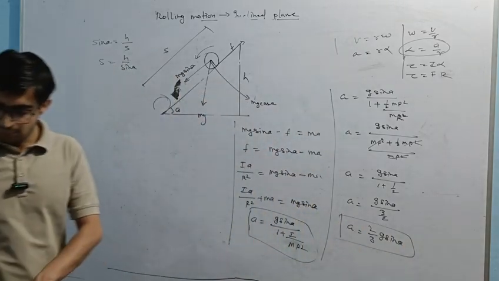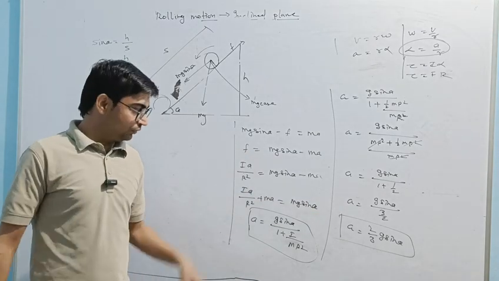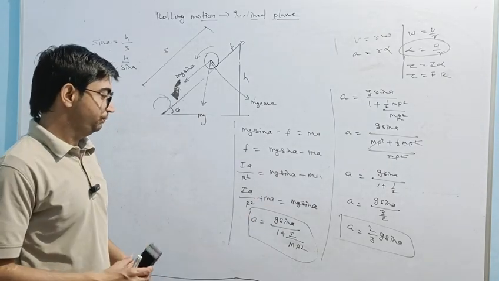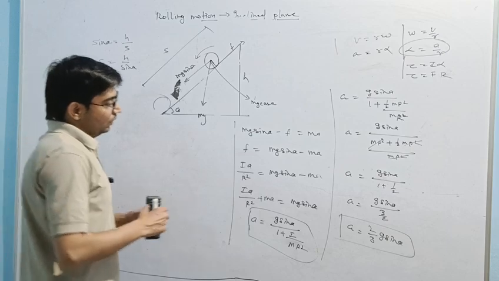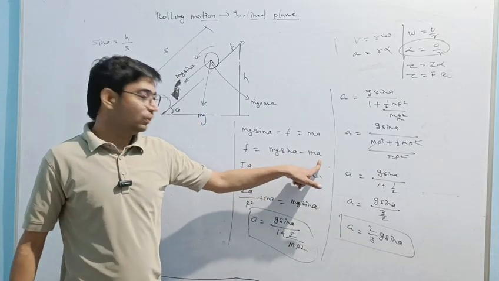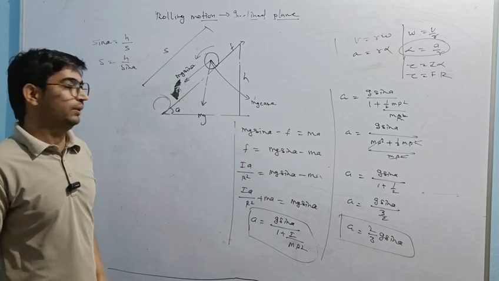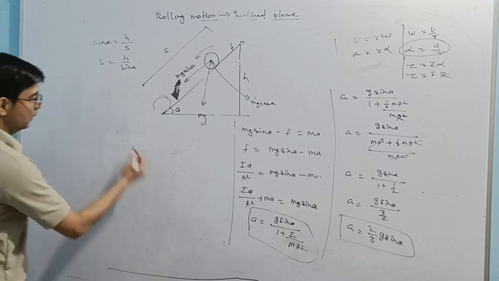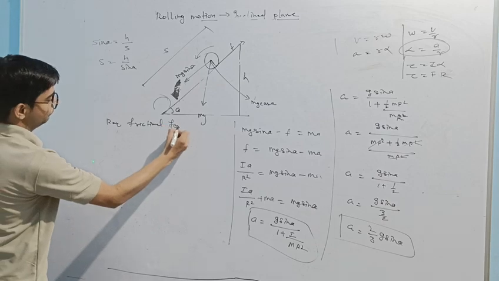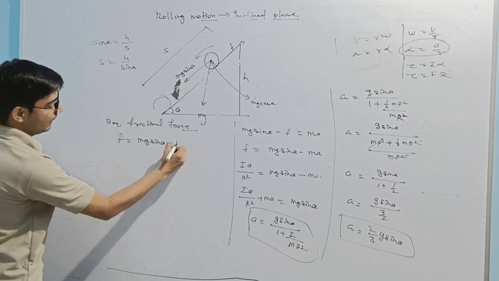This is the value of acceleration. In a similar manner, you can calculate the value of velocity also under the root, right? So you can use this value of acceleration here to calculate the value of required friction force to make it roll. Now I am solving for the frictional force. Required frictional force. So F equal to mg sin theta minus ma.